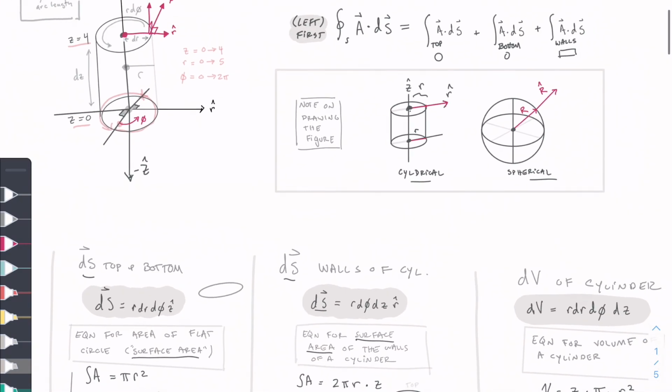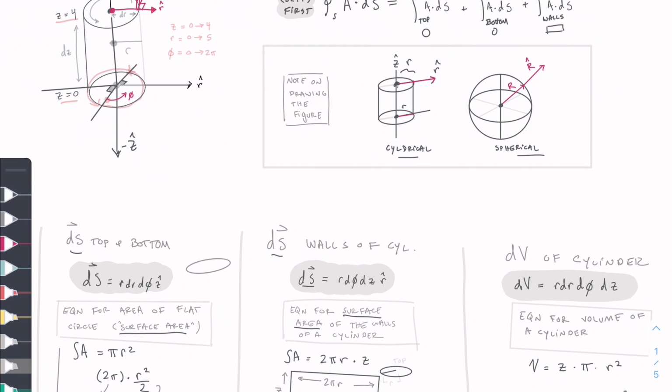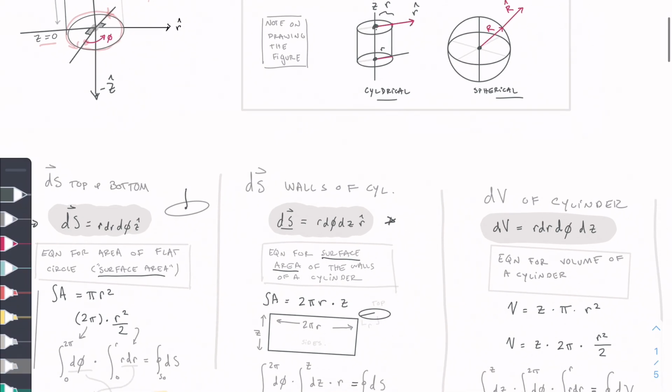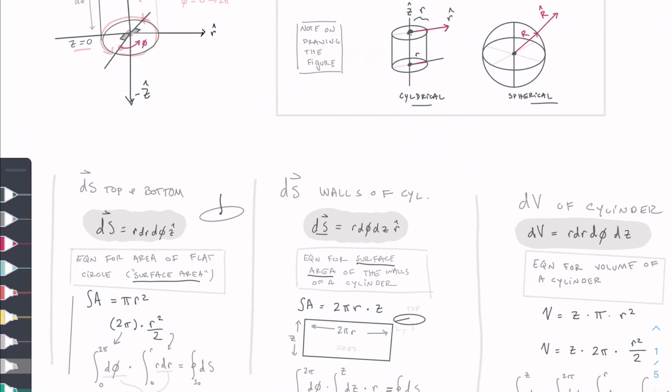Okay, so a little background for ds and dv for our surfaces. These are general equations for ds for a circle, ds for the walls of a cylinder, and dv for a cylinder. You can use them anytime you have a cylindrical shape, or anytime you have a flat circle and you're trying to find a ds coming out of that circle. The only thing that might change is the vector direction, like negative z, but you can use this general expression for the differential surface area of a circle.